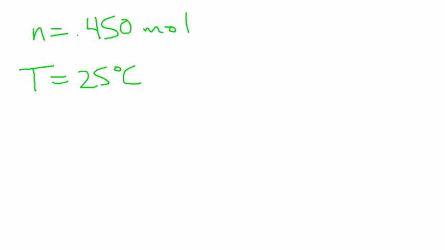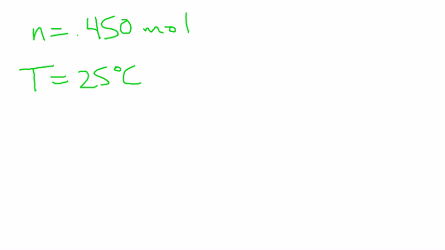Now this is another PV equals nRT type problem. What pressure is exerted by n equals 0.450 moles of gas at 25 degrees Celsius, so we know that our T is 25 degrees Celsius.